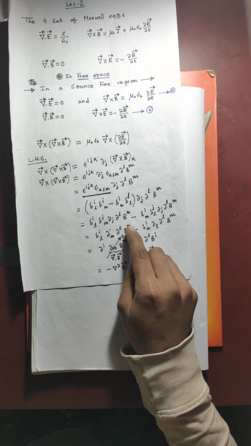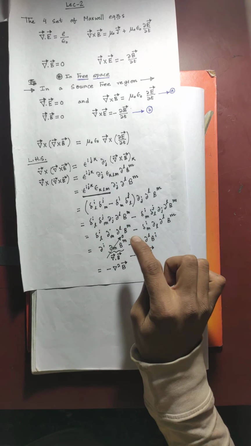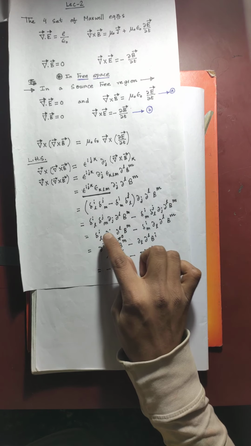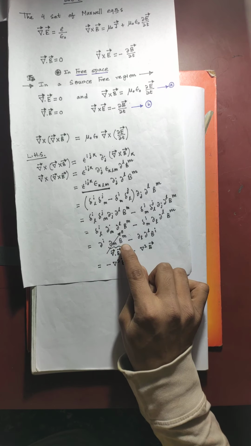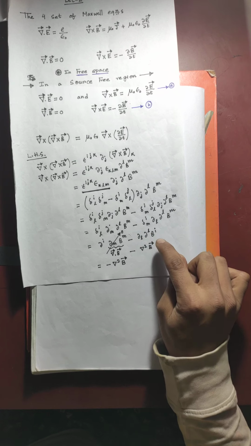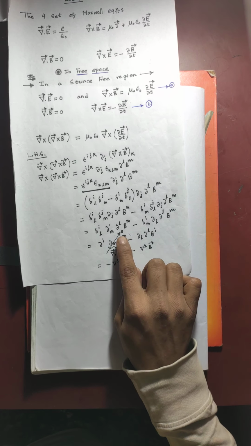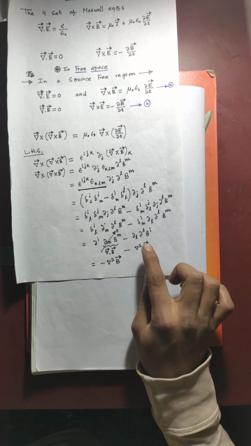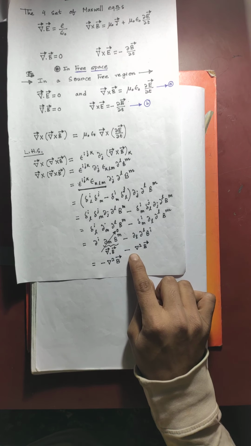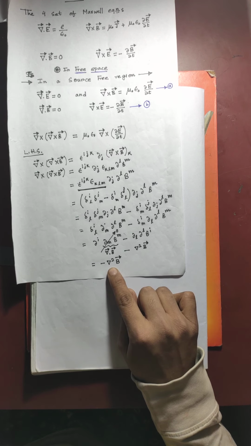And here l and l are contracting again, and it will be del i del m Bm minus del l del l Bi. Now this is divergence of B. It will always be 0, and this is the Laplacian of B. So we finally get minus del squared B.